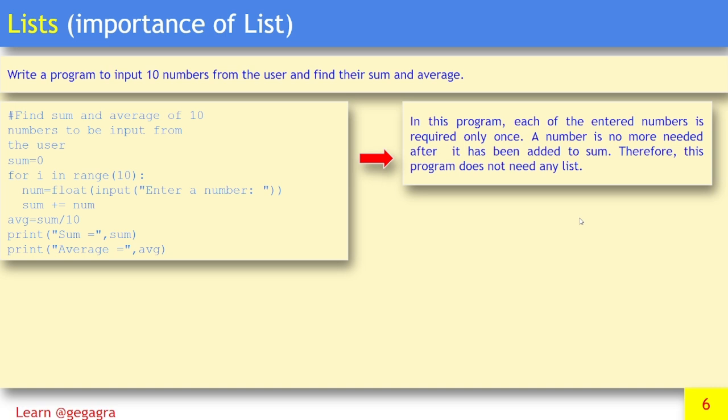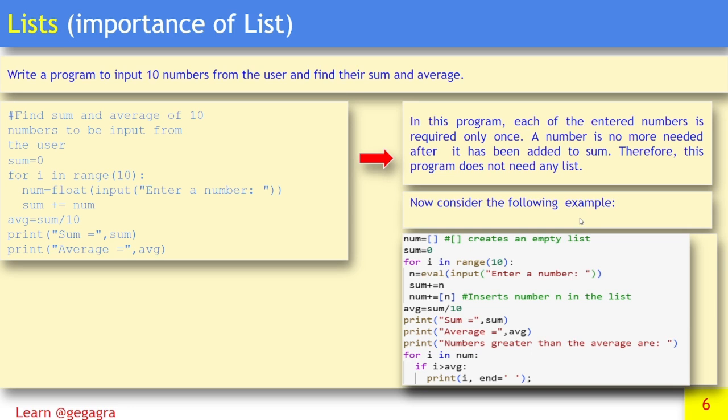So in this program, each of the entered numbers is required only once. A number is no more needed after it has been added to the sum. Therefore, this program does not need any list. So as I asked, will you be able to print all those numbers which we have entered through this loop? So here the answer is no. Okay.